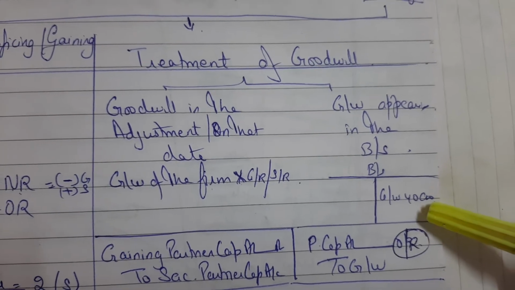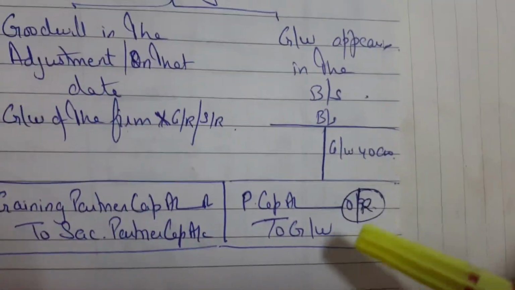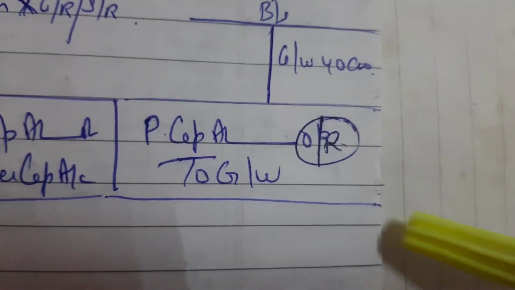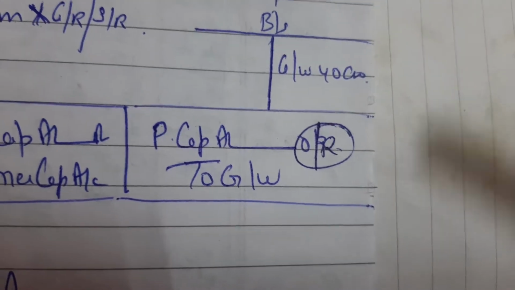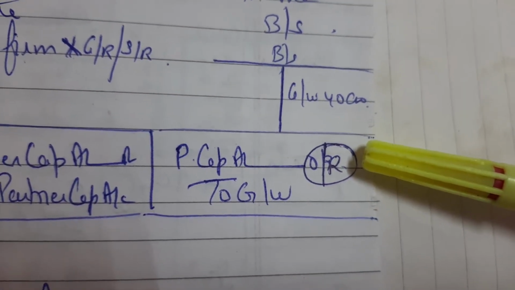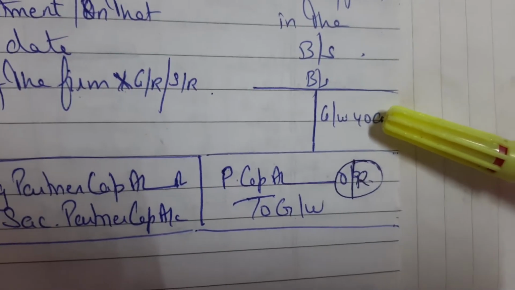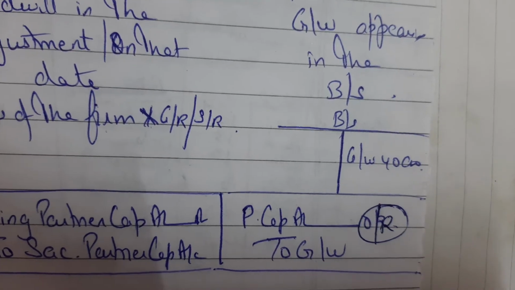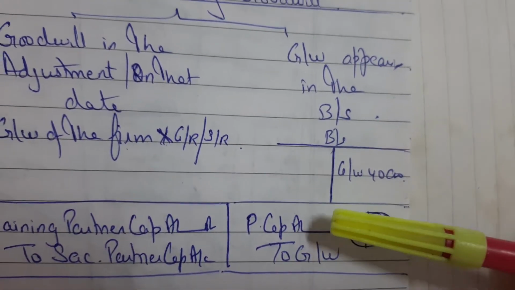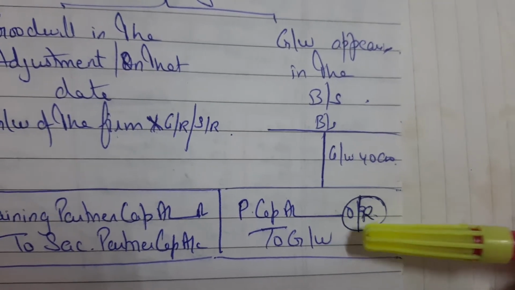Now goodwill has a debit balance, it is an asset. So to close the account, we are going to credit the goodwill. So goodwill will be credited, and the existing partners, all the three partners or two partners, will be debited in their old ratio. Now for example, the goodwill is 40,000. So in case there are two partners, A and B, A's capital account debit, B's capital account debit to goodwill.